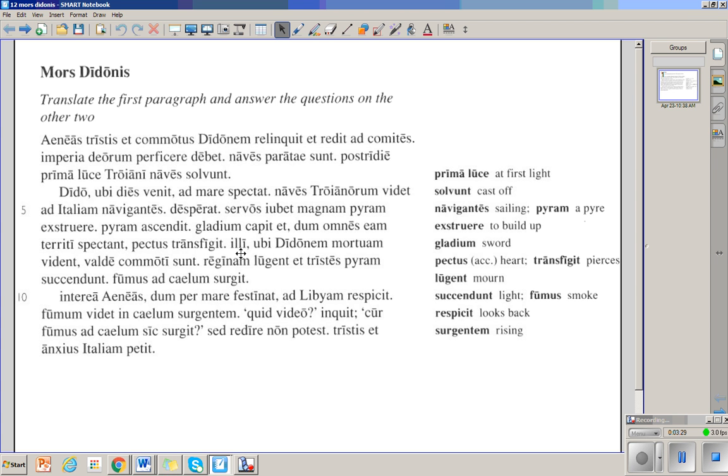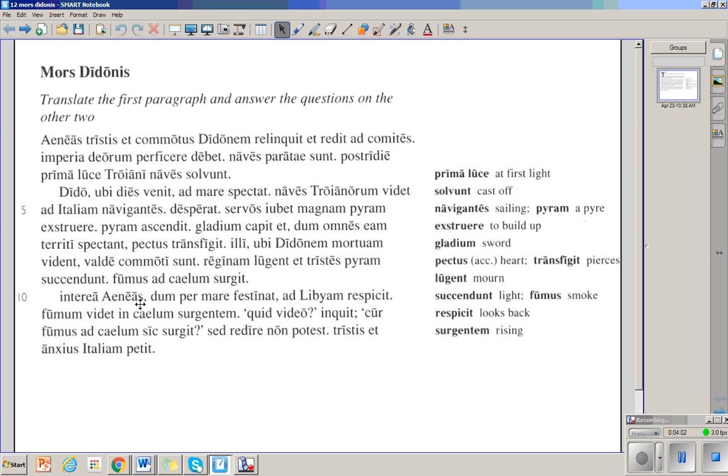she pierces her breast. Illi, they, meaning the spectators, ubi Didonem mortuam vident, when they see dead Dido, valde commoti sunt, they are really upset. Reginam lugent, they mourn their queen. Et tristes pieram succendunt, and they light the pyre. Fumus ad caelum surgit, smoke rises to heaven.